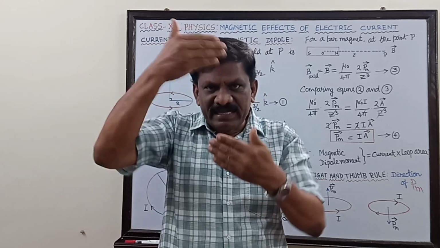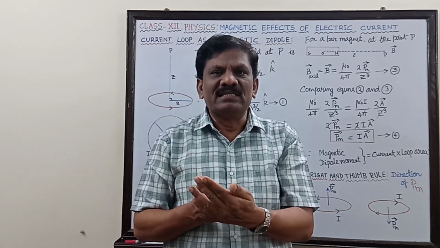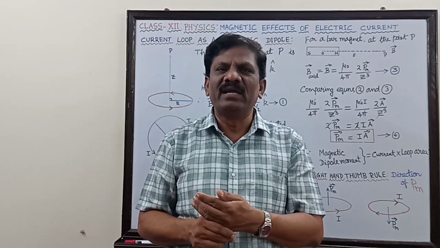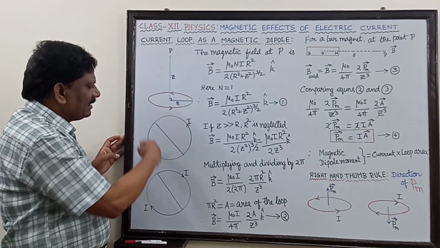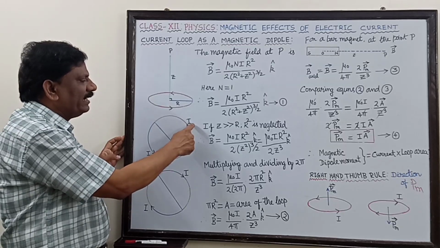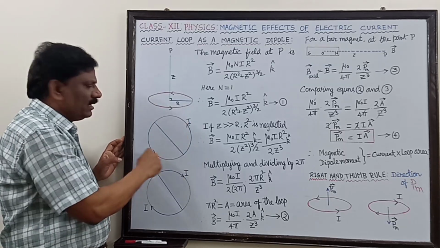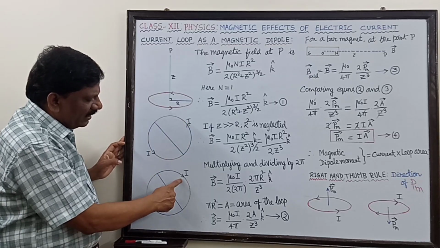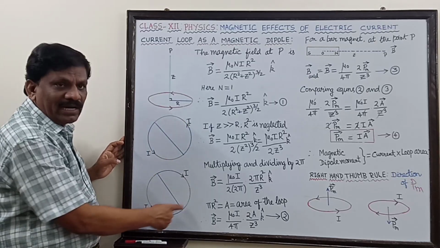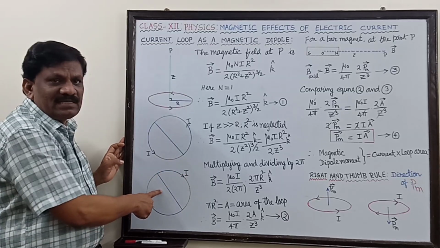Suppose in the nearer face the current is flowing in the clockwise direction, then the nearer face is going to behave like a south pole. You can look at this picture, children. This is a circular loop carrying a current in the anti-clockwise direction. It behaves like a north pole. In this picture, the current flowing in the circular loop is in the clockwise direction, so the nearer face is going to behave like a south pole.